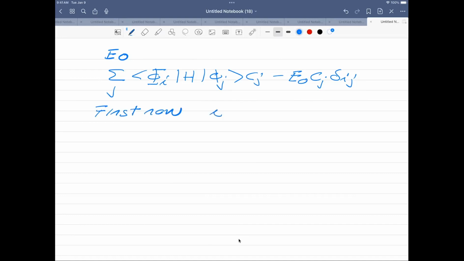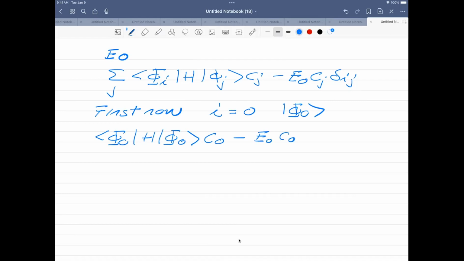That means that I is equal to 0. So we are looking at phi 0 here. So what we will have then will be something which runs like this. It will be phi 0 times H times phi 0, obviously, and multiplied with C0. And we have minus E0 times C0.